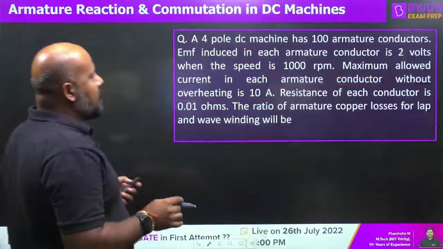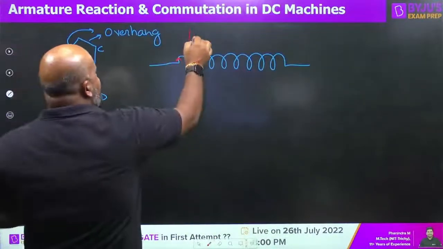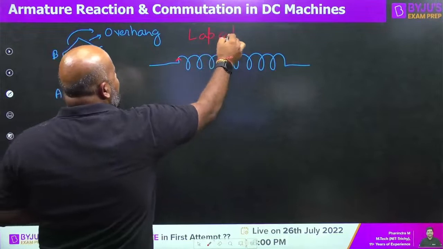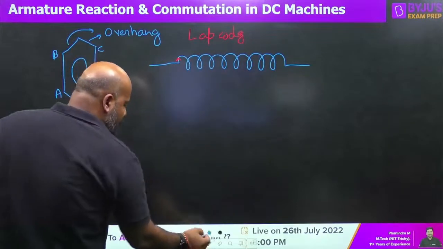So if you observe, suppose we talk about lap winding. For the lap winding, your winding should be something like this.